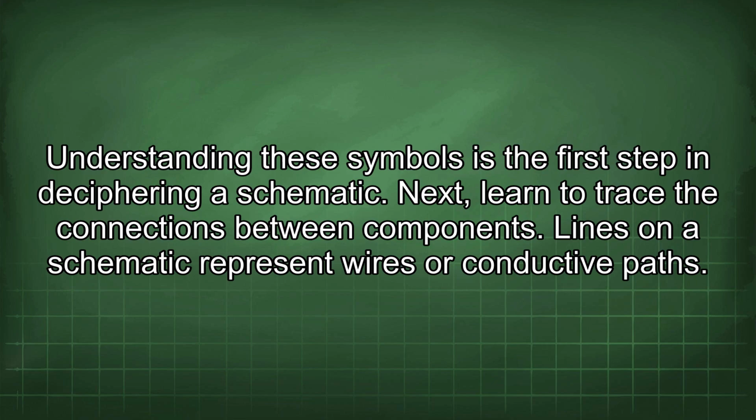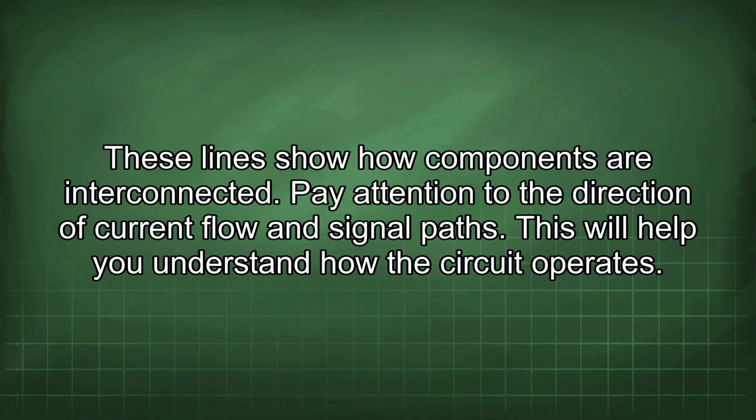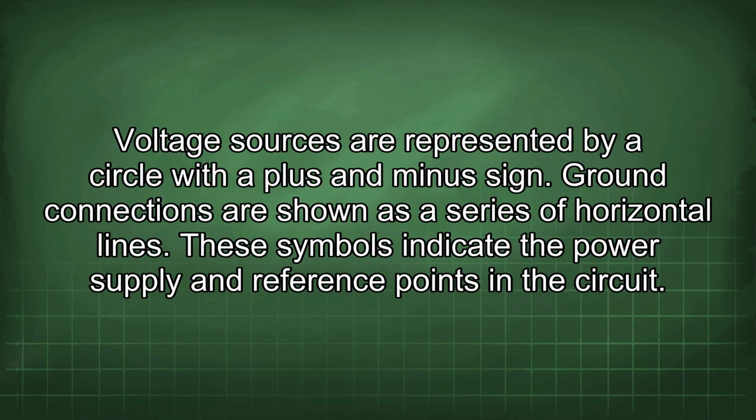Next, learn to trace the connections between components. Lines on a schematic represent wires or conductive paths. These lines show how components are interconnected. Pay attention to the direction of current flow and signal paths. This will help you understand how the circuit operates. Voltage sources are represented by a circle with a plus and minus sign.